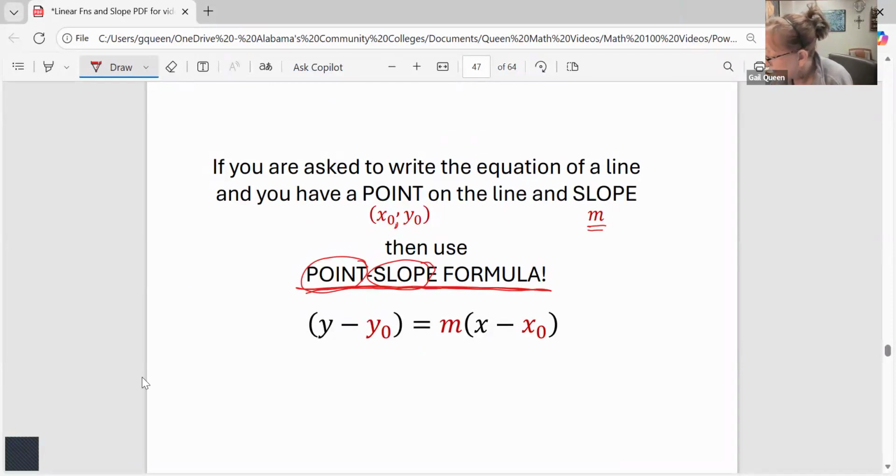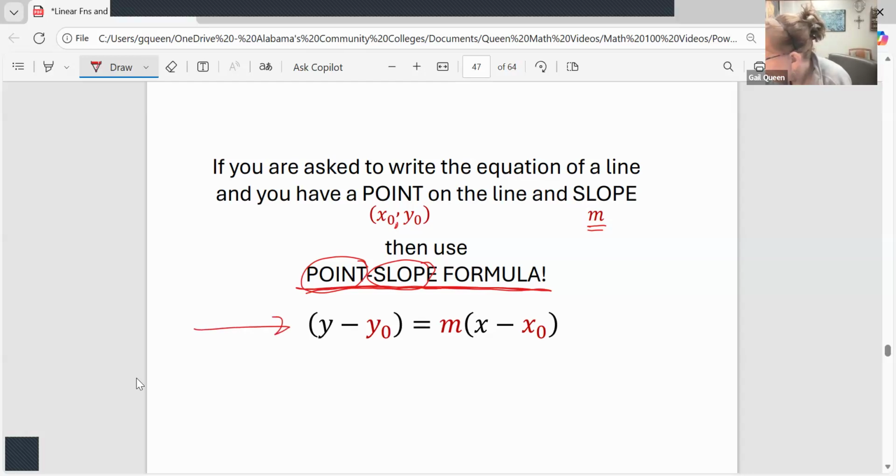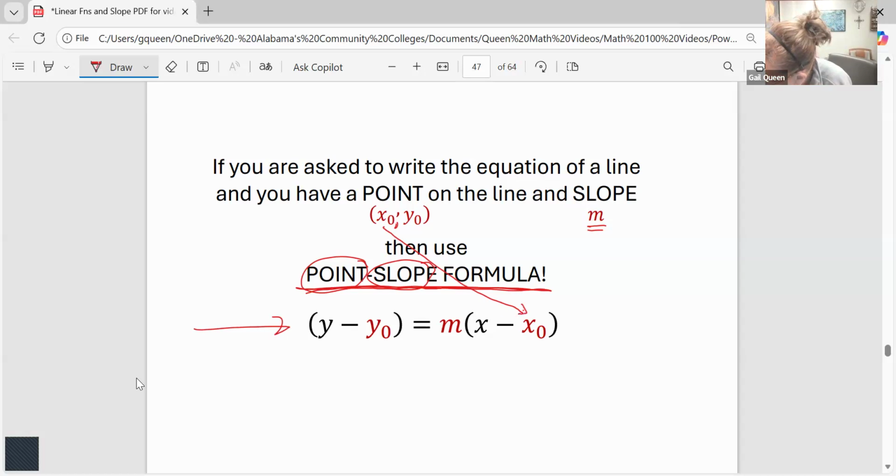If I know this information, then we go down here to the point slope formula, and we are going to take the x coordinate of the point that we know, and plug it into the formula where x naught is. We are going to take the y coordinate of the point that we know and plug that in for y naught. And we are going to take the numeric value for the slope, which we know, and plug that number in here.